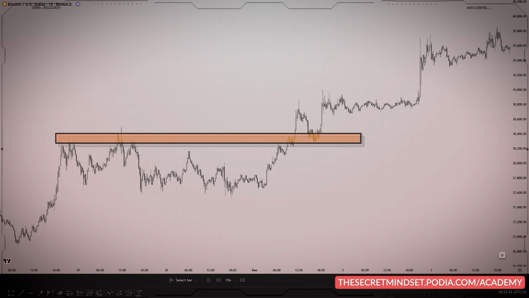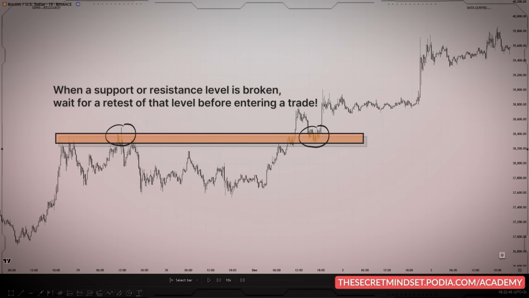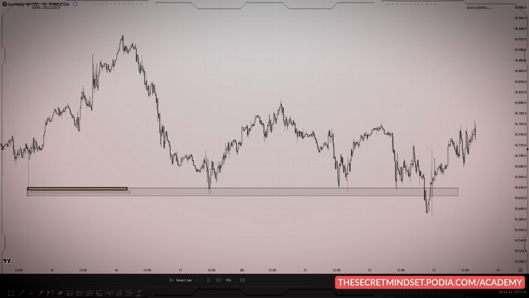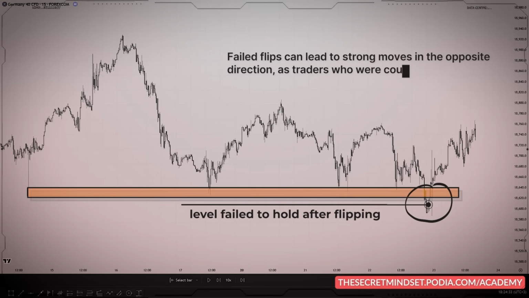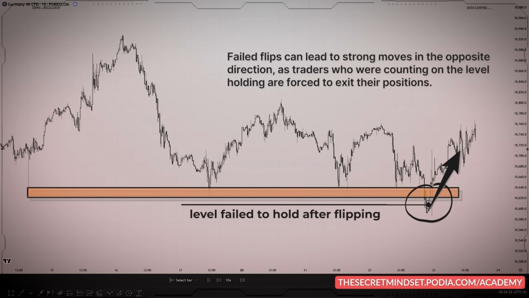When a support or resistance level is broken, wait for a retest of that level before entering a trade. If a former support level holds as new resistance, or vice versa, it can confirm the breakout. Sometimes, a level will fail to hold after flipping. For example, a broken support level might not hold as resistance. These failed flips can lead to strong moves in the opposite direction, as traders who were counting on the level holding are forced to exit their positions.